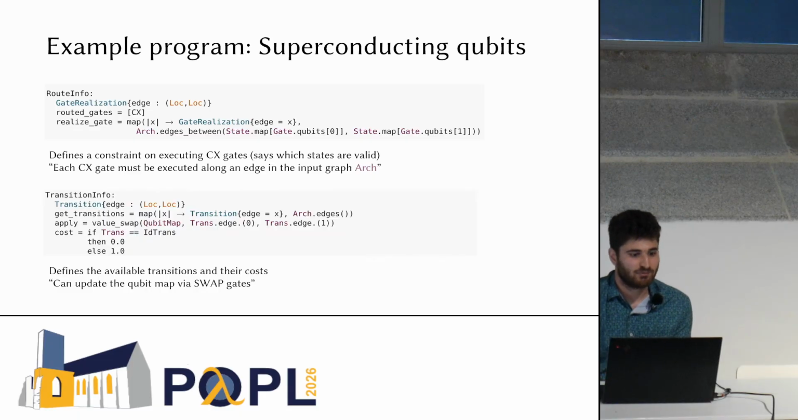And then we have a second block, this transition info block, which is just telling us what are the available transitions between states and how much do they cost. This particular transition info block is saying that we can update the qubit map between states by inserting a swap gate. And the change in the qubit map corresponds to what that swap implements.